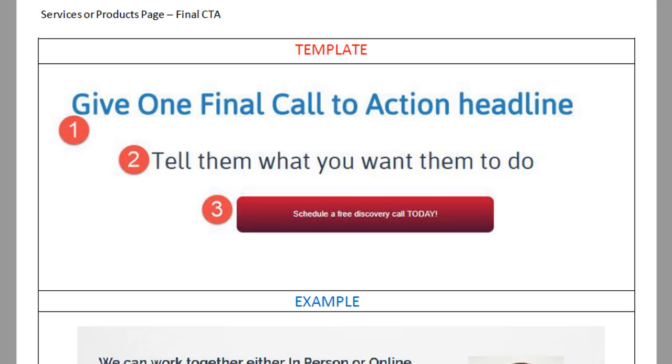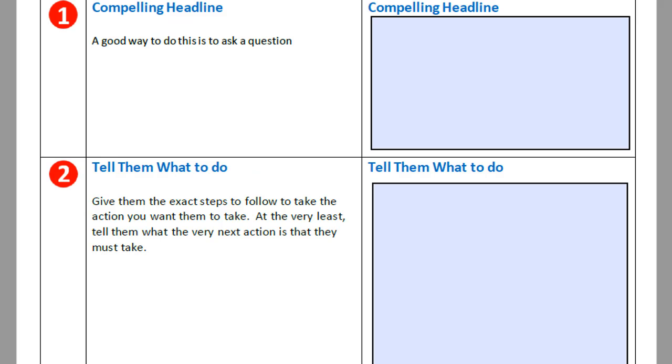Remember, they've gone through all your products and services. You've told them a little bit about it. You've shown them what to expect working with you. You've shown them some social proof. Now all that's left is to get them to take that final step. And of course, we never want to assume anything, so we want to make sure that we tell them exactly what to do. So there's three key pieces here, and those three pieces are to have a compelling headline.